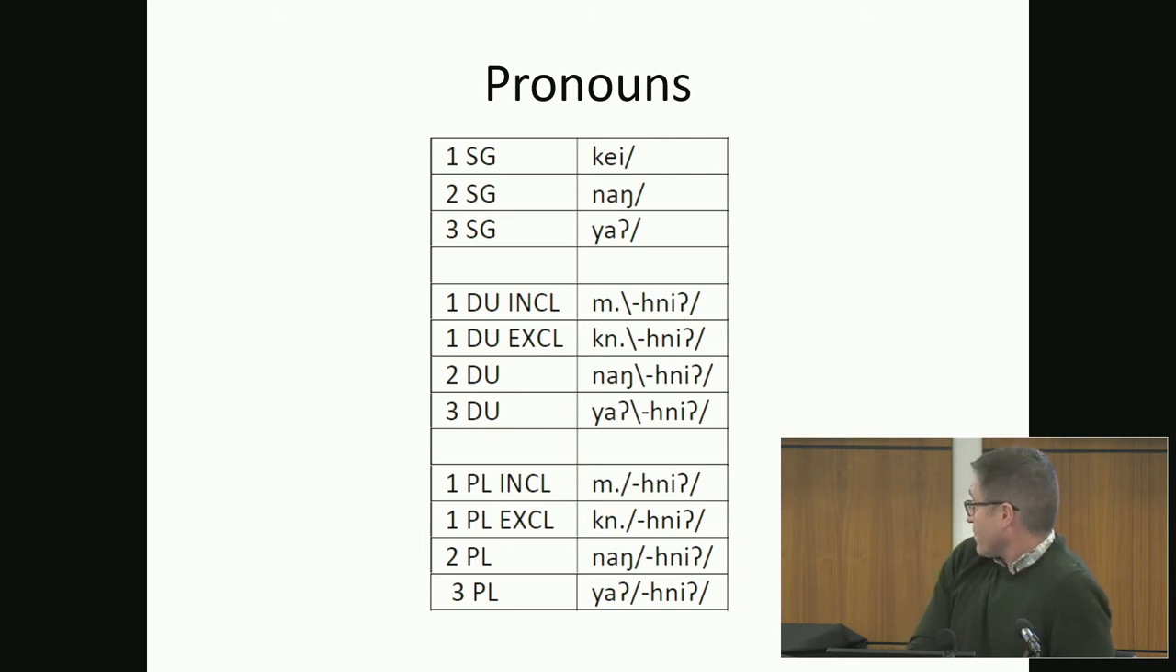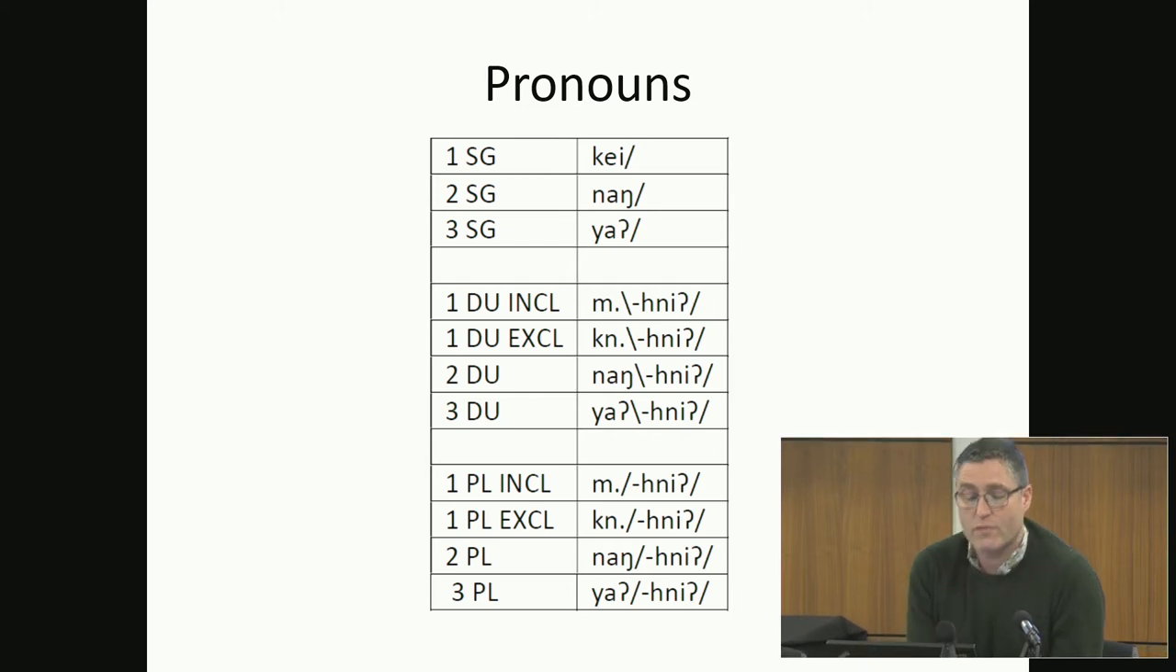Here is the Sumtu pronoun system. So you have some interest. This is where the attention to tones became relevant. So you have sort of tone flipping for the dual. So gi, nang, and ya, that are all fairly recognizable singular pronouns, first, second, and third person. And the plural, in all cases, you add ni, which has a fixed high tone. That's not open for debate.